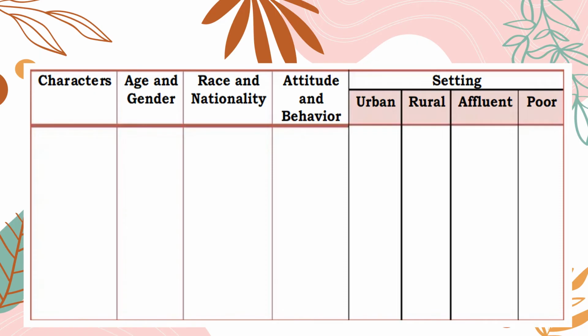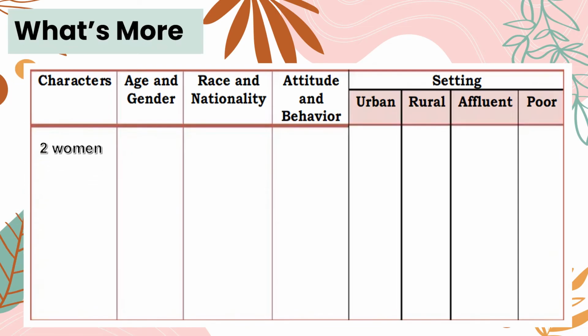If you need more time, you can always pause the video for you to answer this. So imagine that you already finished answering this. Let's try to answer it now. For the characters, we can say two women, you can say two people or two girls. For age and gender, we can only estimate. For example, I said 21 years old and female, or 25 years old and female.